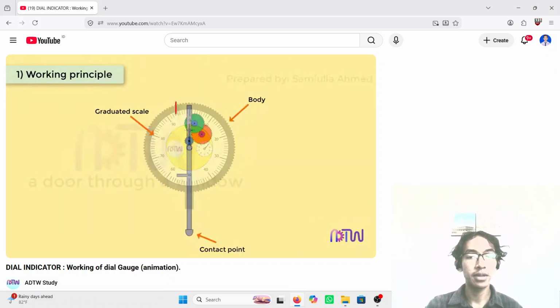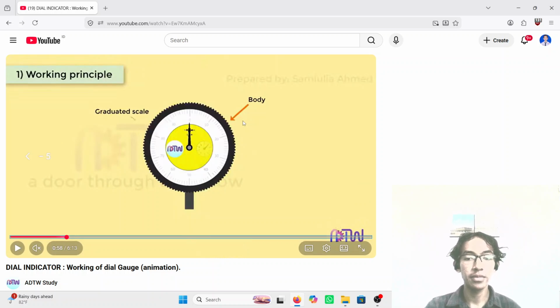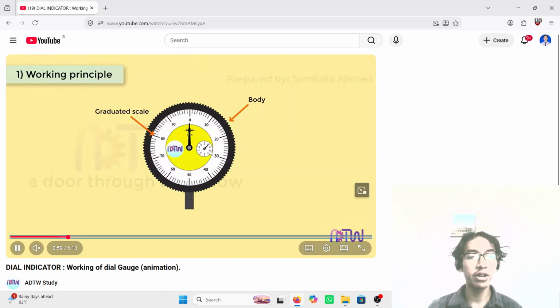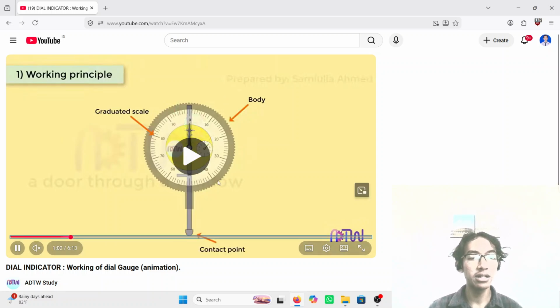To understand this, we look at these four main components. There are body, graduated scale, contact point, and pointer.